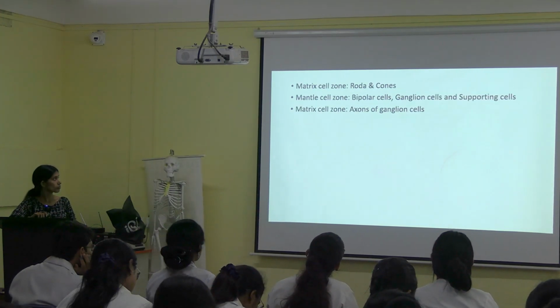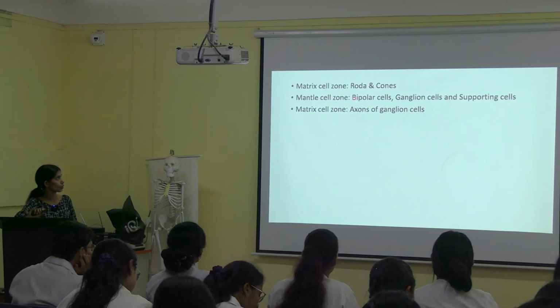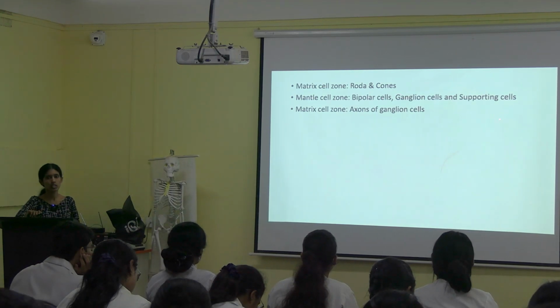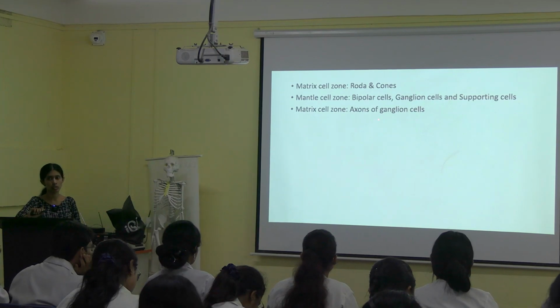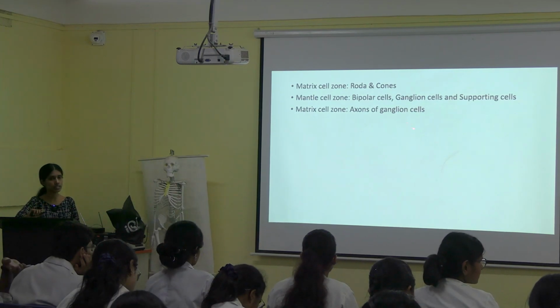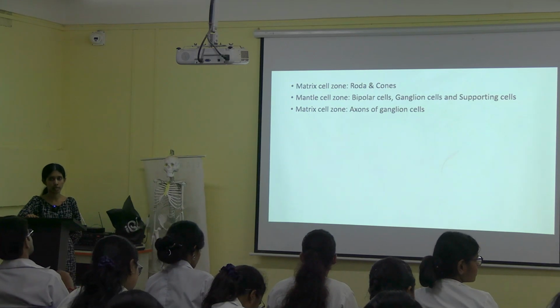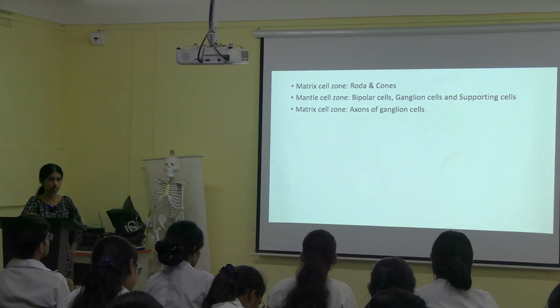Okay. Matrix cell layer will give rise to your rods and cones. Mantle cell zone will give rise to your bipolar cells, ganglionic cells, and also some supporting cells. Your matrix cell zone has the axons of the ganglionic cells. Okay, rods, R-O-D-S. It's a typing mistake.